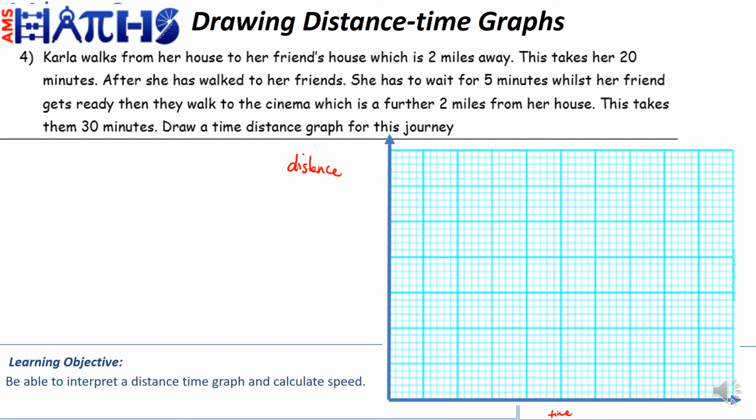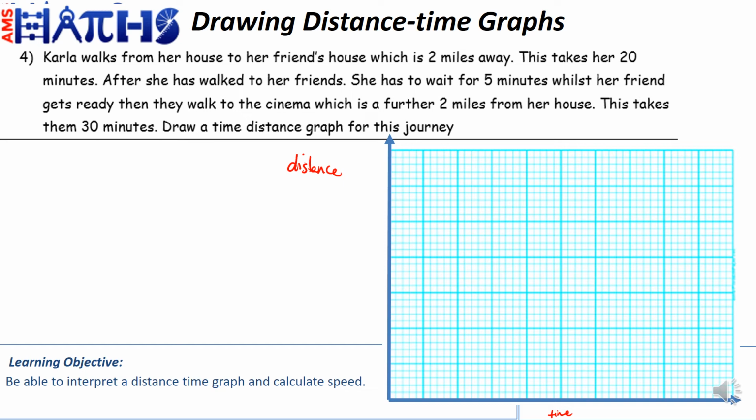All right, let's look at this. So before we choose a scale, we need to read the question to see how much distance we're covering and how much time we're covering. So Carla walks from her house to her friend's house, which is 2 miles away. That takes her 20 minutes. After she has walked to her friend's house, she has to wait for her friend for 5 minutes whilst her friend gets ready. Then they walk to the cinema, which is a further 2 miles from her house. This takes 30 minutes. We need to draw a distance time graph for this journey.